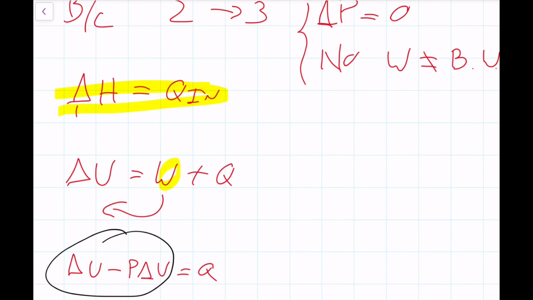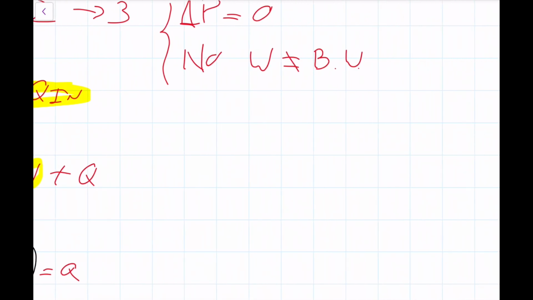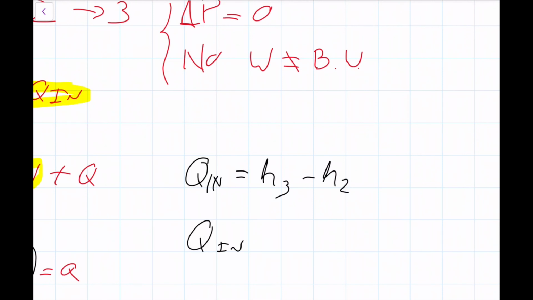So Q in equals H3 minus H2. Q in equals, what did I get?